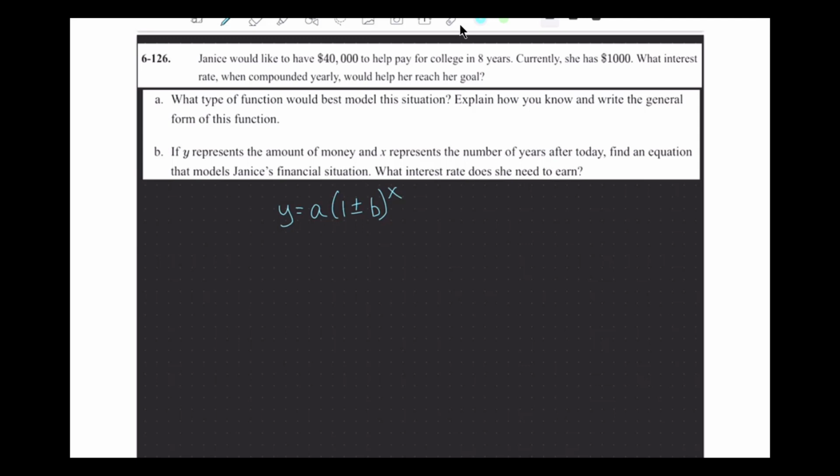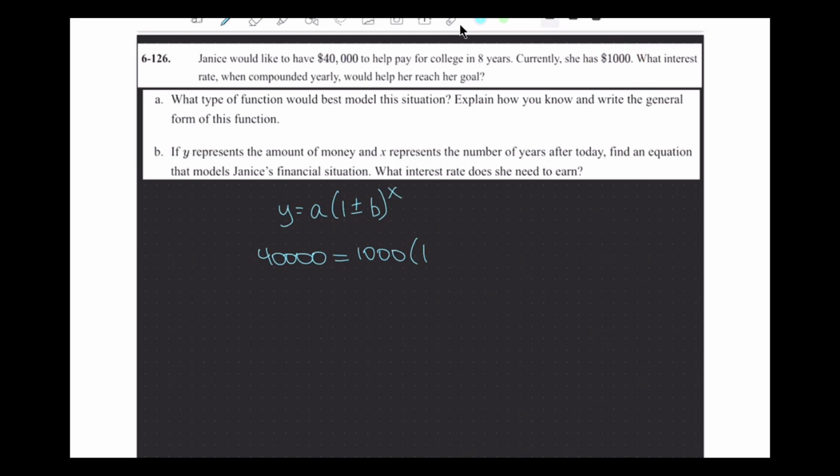Let's figure out what each one of our letters, or our numbers, talk about. So this 40,000, what's our 40,000? That's what she wants to have at the end, right? So that's going to be your y. Yep, so 40,000. What does our a stand for? Initially, what does she have? 1,000. She's got 1,000. So there's your 1,000.